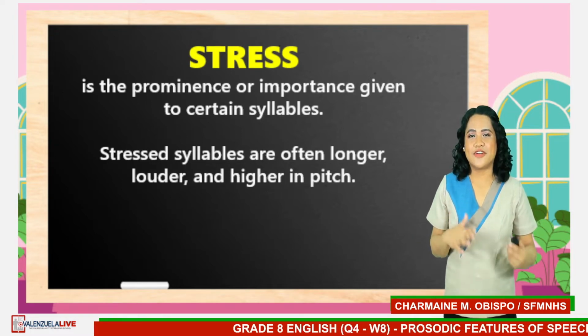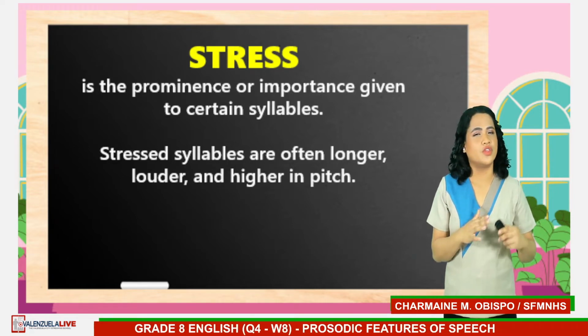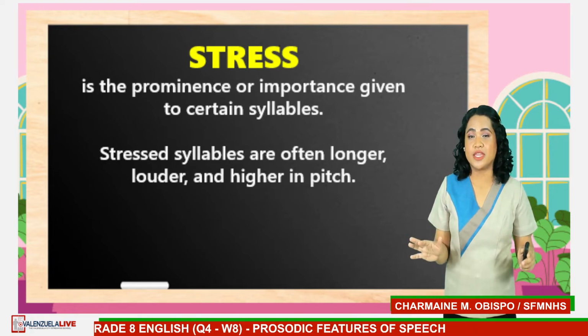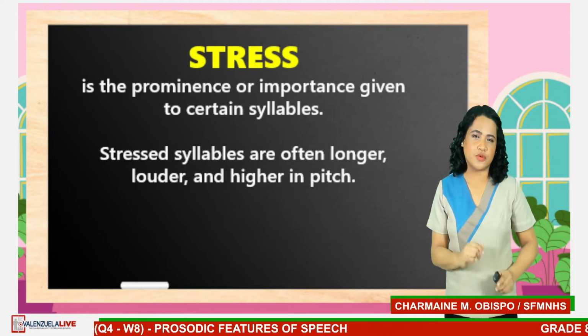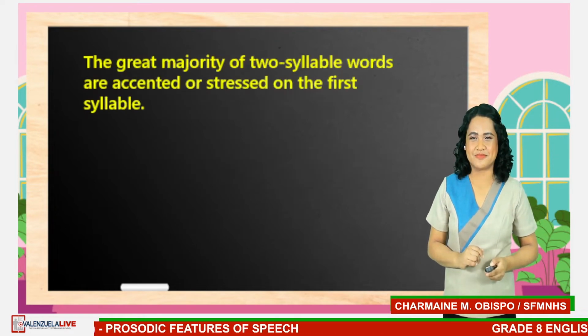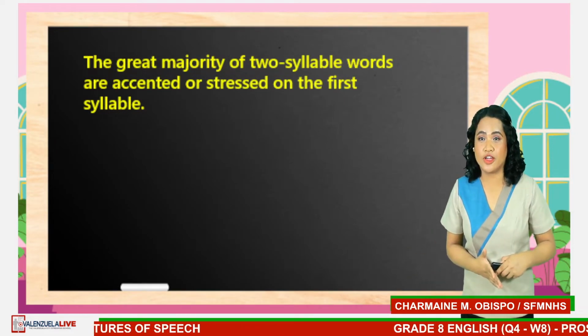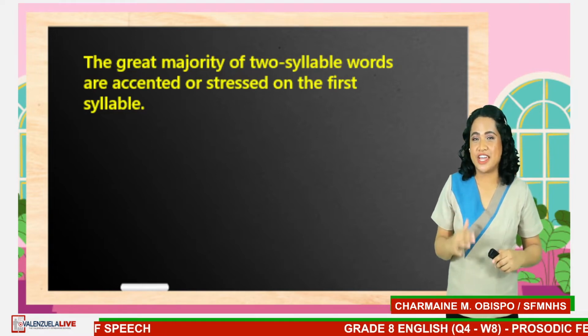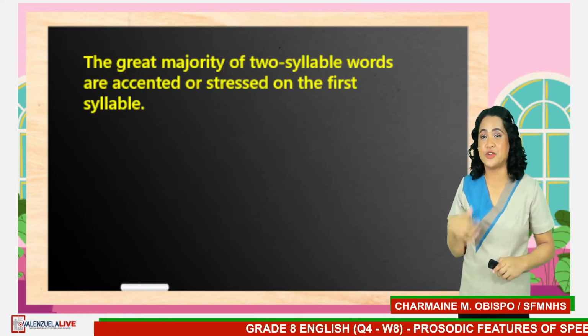Now, let's find out where the stress falls in a word. Though there are no definite rules for determining which syllable of a word should be stressed, certain rules are helpful. The great majority of two-syllable words are accented or stressed on the first syllable. Listen to these examples and then repeat after me.